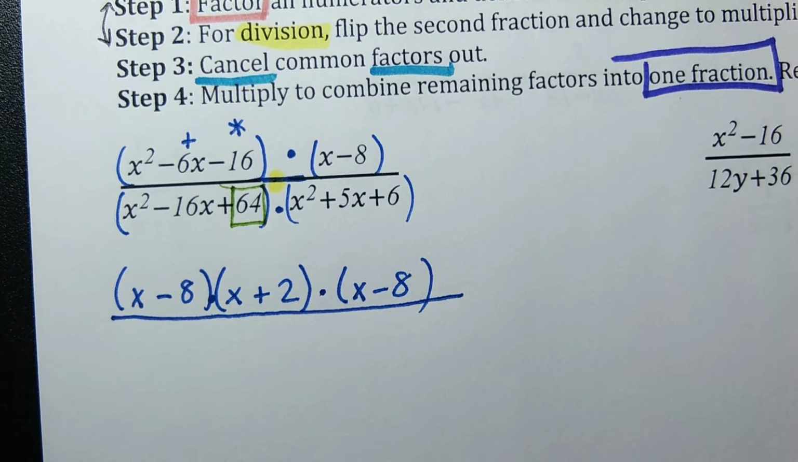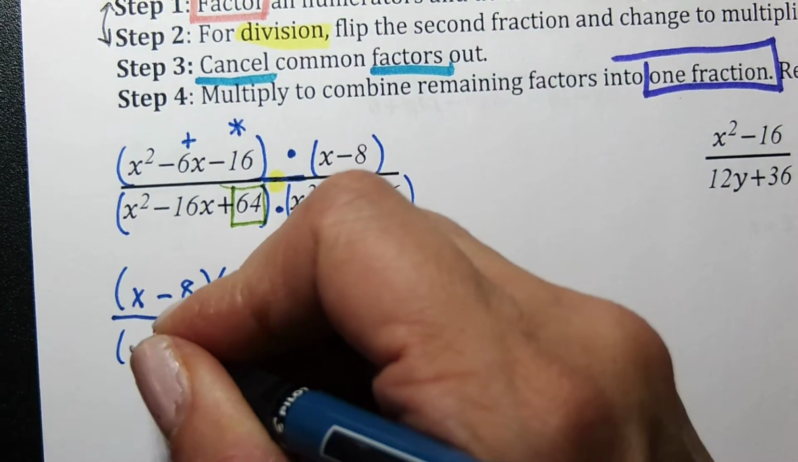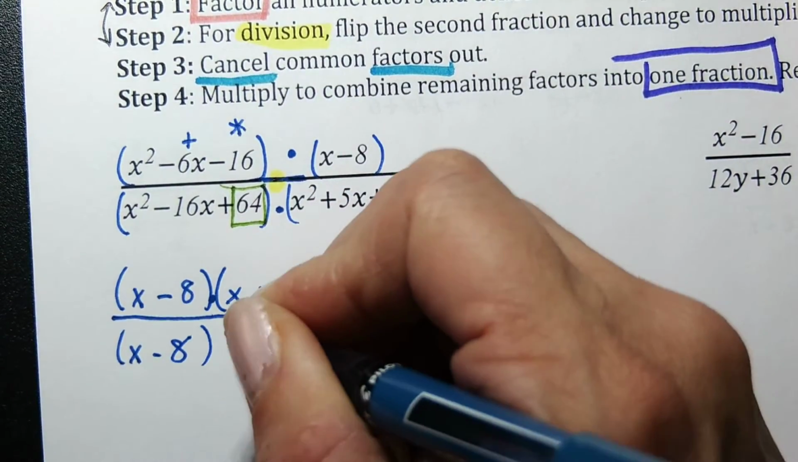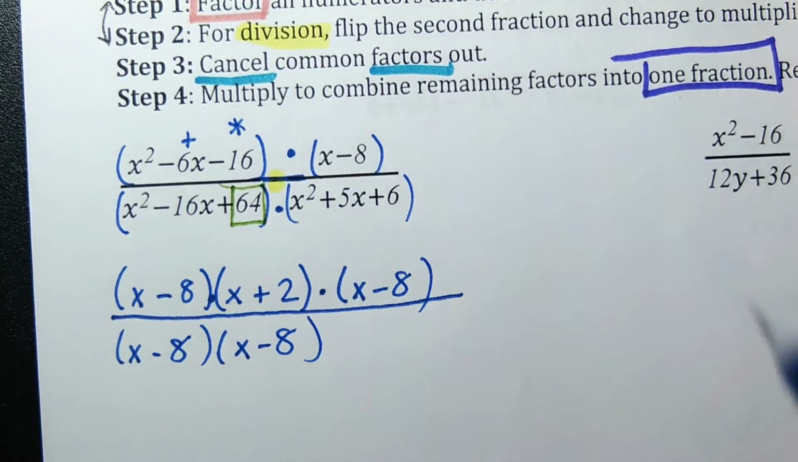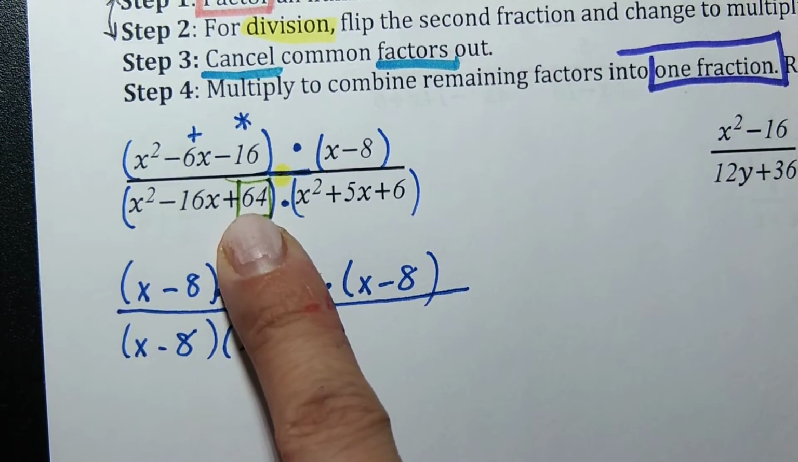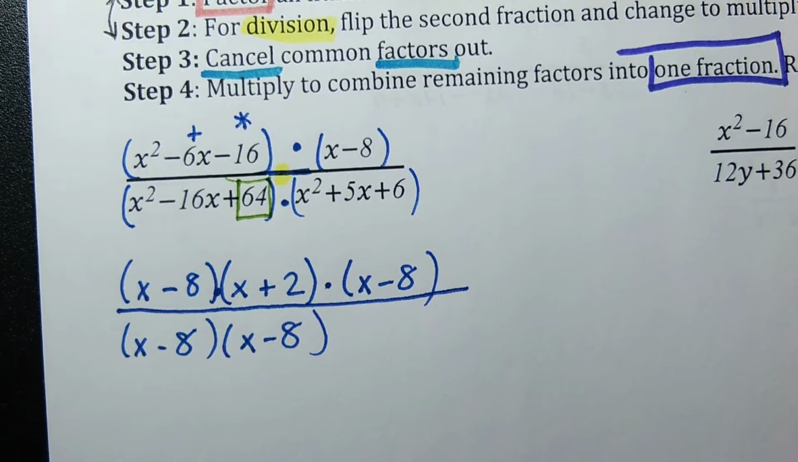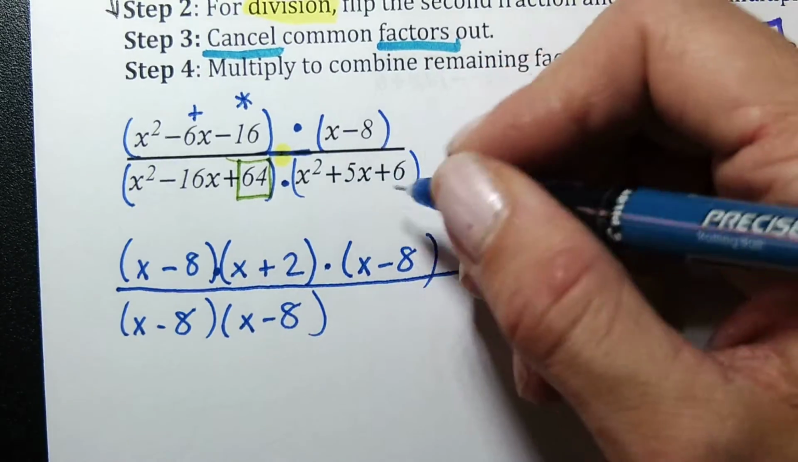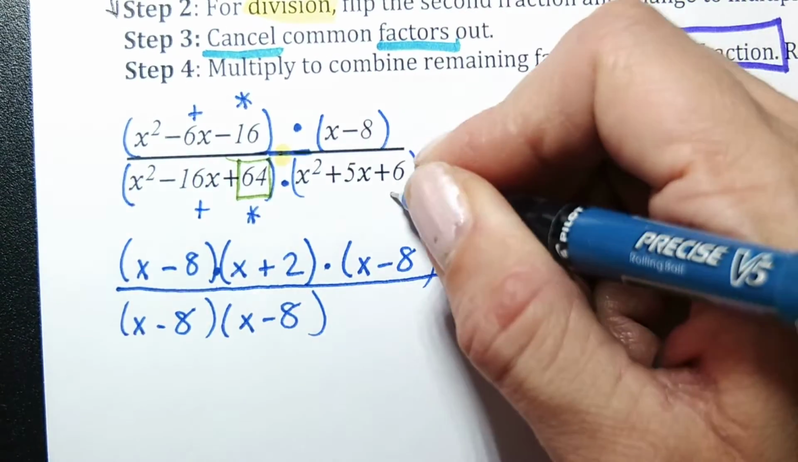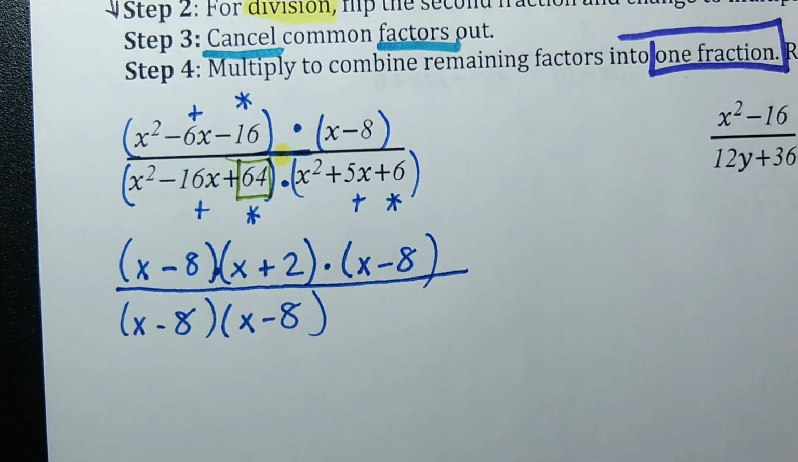Does positive 8 and positive 8 work? It's close. Since our sum is negative 16, we'll have to have negative 8 and negative 8. That gives me positive 64 for the product and negative 16 for the sum. Now what about this last one? Product of 6 and a sum of 5.